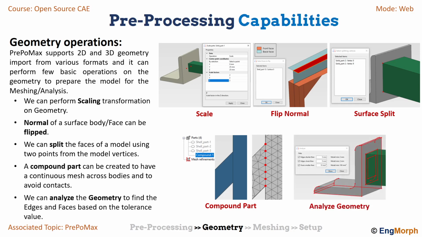The geometry can be analyzed to find features like edges and faces within the tolerance specified. This is useful for finding the smallest features in the model and to decide the minimum element size. Also, based on the information on feature size and location, these features can be retained or removed.